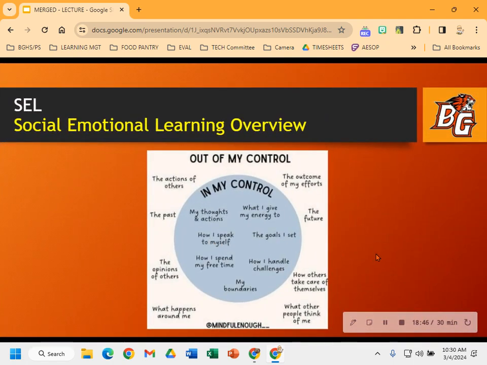There's a poster in the front of the classroom that talks a little bit more about SEL and what's in our control and what's out of our control. So you can see the actions of others, the past, the opinions of others, what happens around me, what other people think of me, how others take care of themselves, the future, the outcomes of my effort. All of these things are somewhat out of our control.